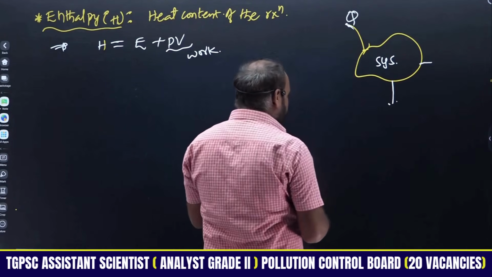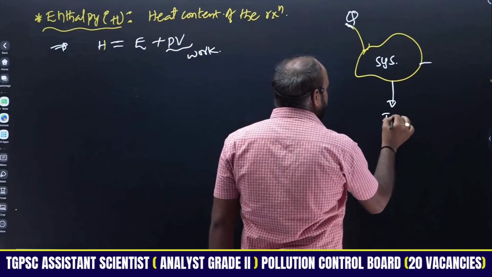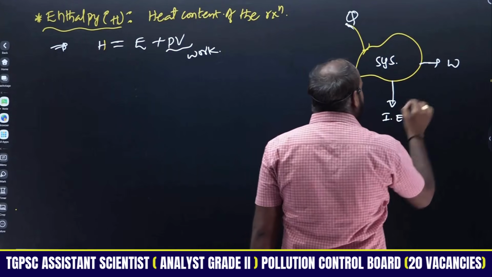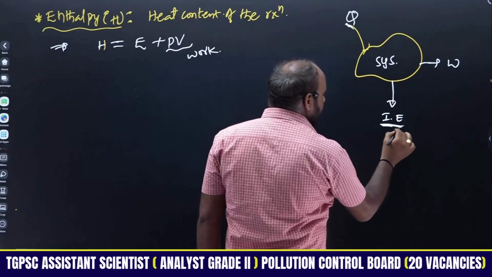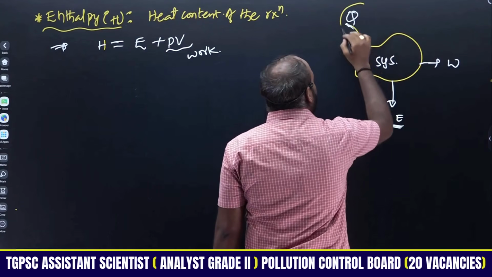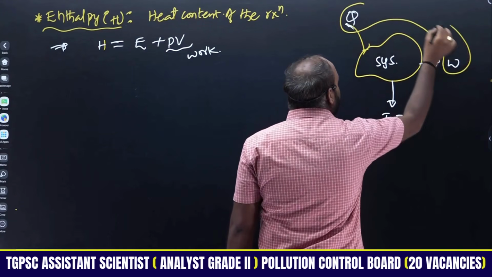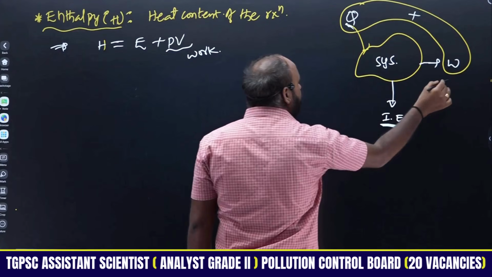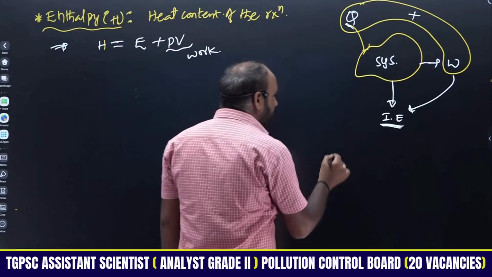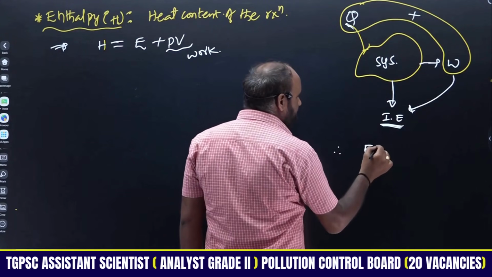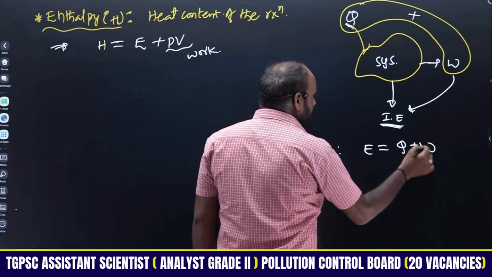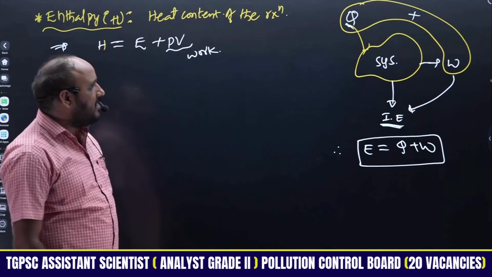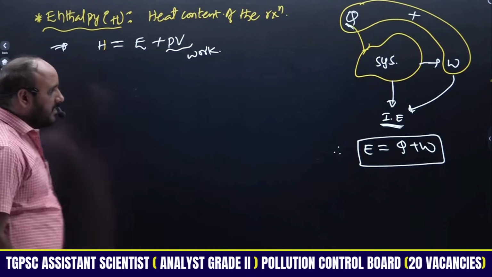Whatever internal energy is there, we also have to consider it, but the approach will be different. Whatever the internal energy is, it depends on how much heat is absorbed and how much work is done. The sum of those two will be equal to the internal energy. Hence, internal energy E is equal to Q plus W. That is from the first law of thermodynamics, right?